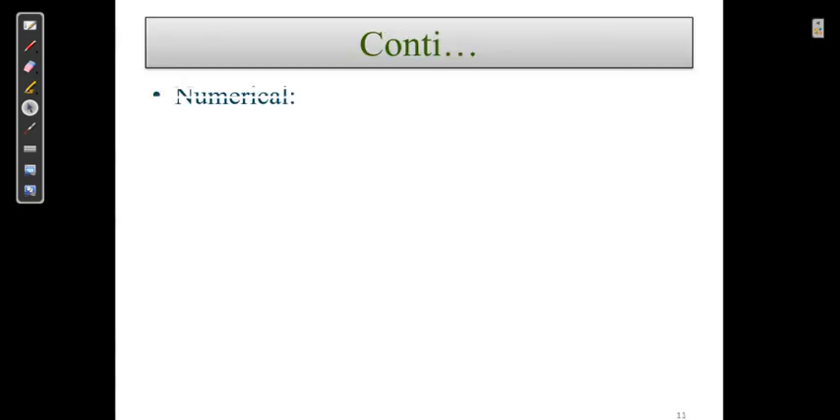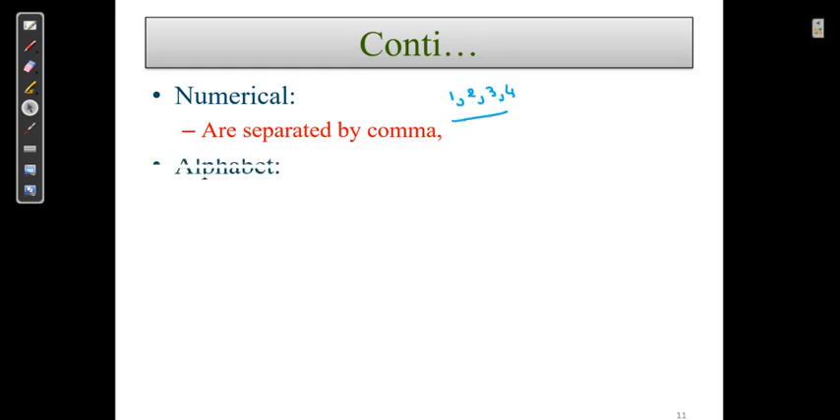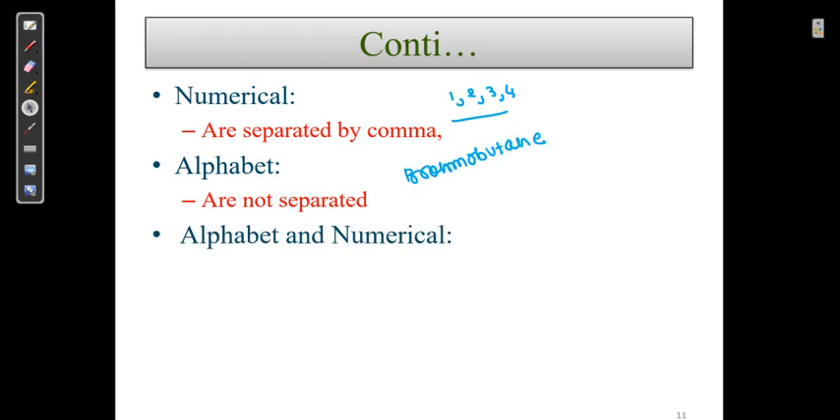Numerals are separated by commas, means 1, 2, 3, 4 like this. Alphabets are not separated, we just have to write bromobutane. There is no need to separate. Then alphabet and numerals, suppose I can write 1-methyl, so that is separated by a hyphen. So this is just an example and the basic construction we have done.